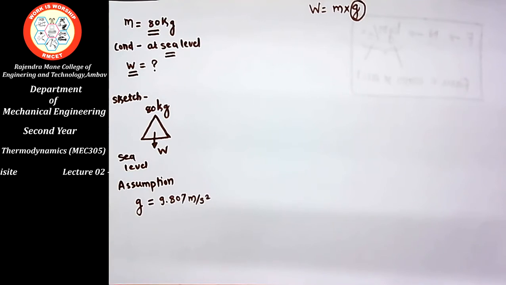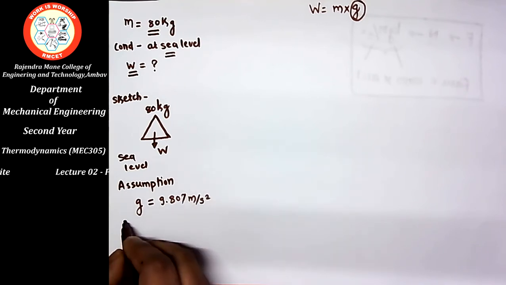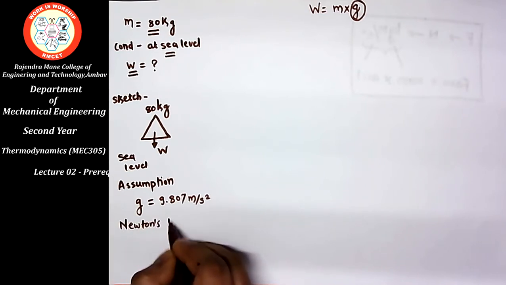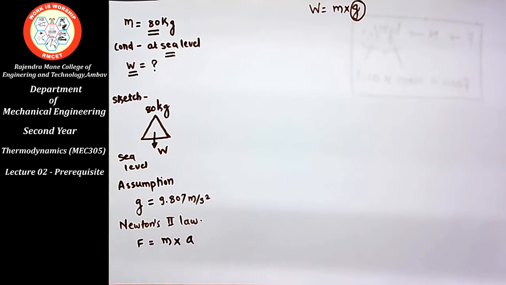Now we can apply our basic laws. Which basic law is required? Newton's second law. What does it say? Force is equal to mass into acceleration. As we want to find the weight, it becomes weight is equal to mass into gravitational acceleration. Now I will substitute values in that.